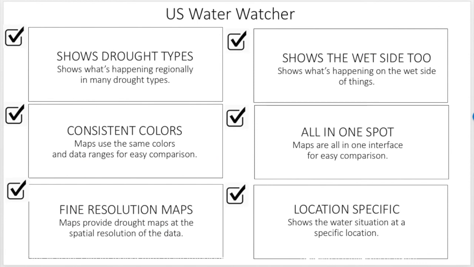So in conclusion, the U.S. Water Watcher is currently filling some gaps in water monitoring. It shows different drought types. It shows the wet side of the water picture as well as the dry side. It has maps with consistent colors all in one interface. It shows data maps at the resolution of the data sets, and it shows location-specific drought information.